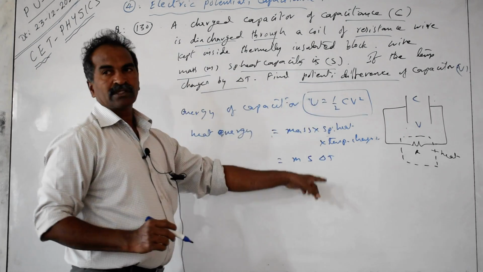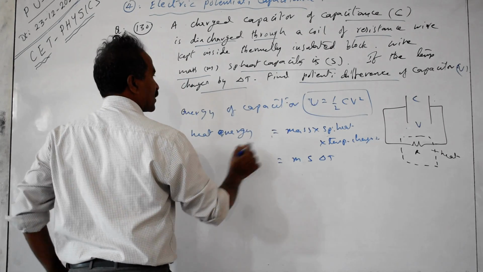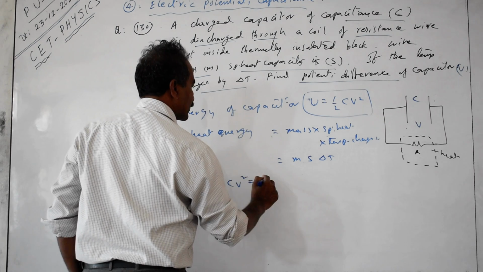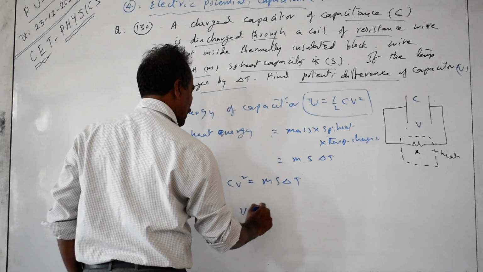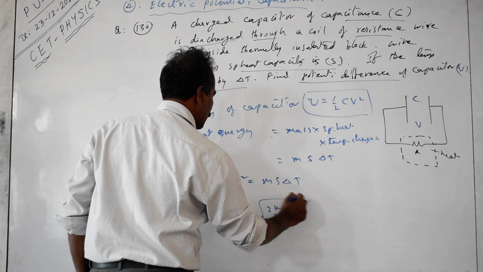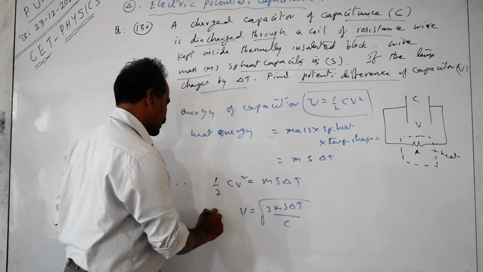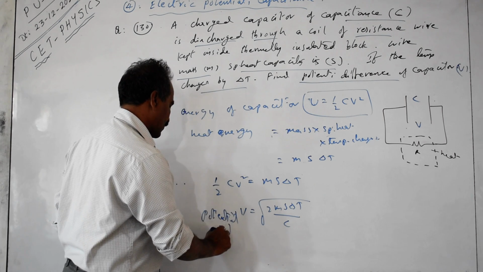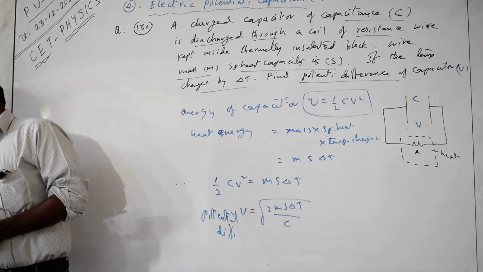That means this equals this, and you have to find the potential difference V. Therefore, U equal to half CV square equals the heat energy, that is MS into delta T. You are asked to find the potential V. V equals under root of 2MS delta T by C is the formula. This is the potential difference. It is just a concept related problem.